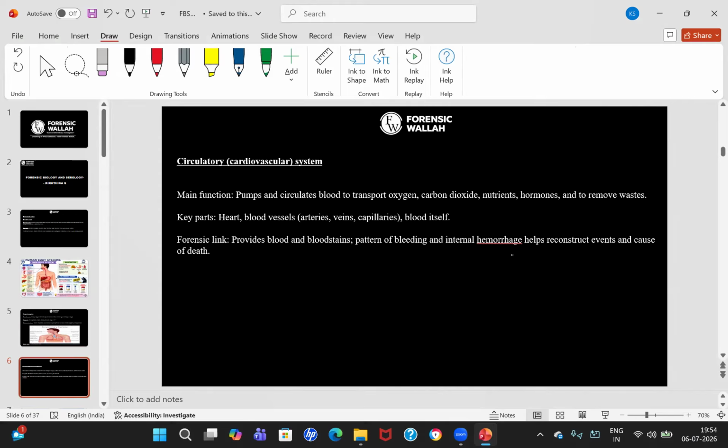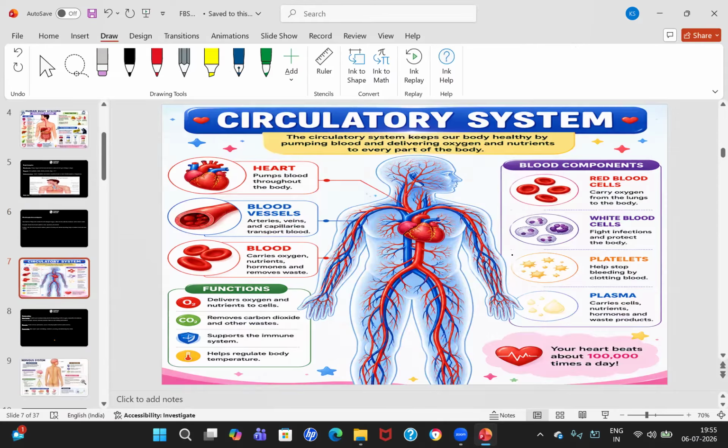And we know blood is the most important biological evidence that you get from a crime scene. Blood pattern analysis of bloodstains is when we analyze what type of crime has been committed. Blood spatter analysis helps us indicate the pattern of bleeding and what kind of internal hemorrhage, which is nothing but internal bleeding. It helps us reconstruct the events that happened during the cause of death.